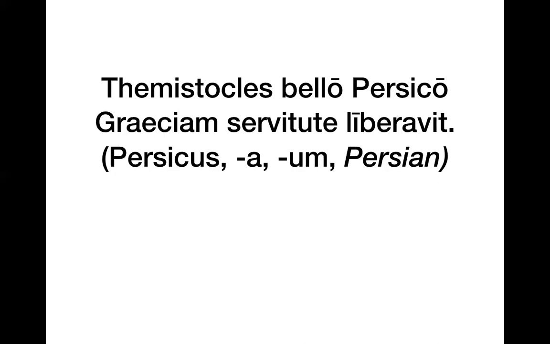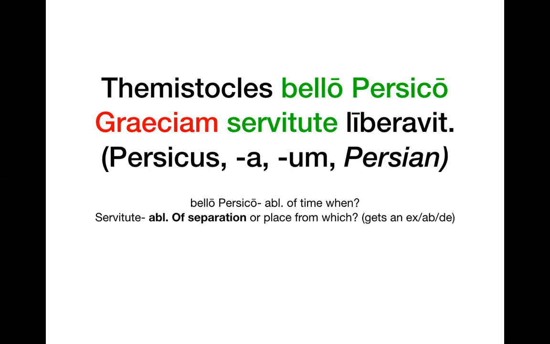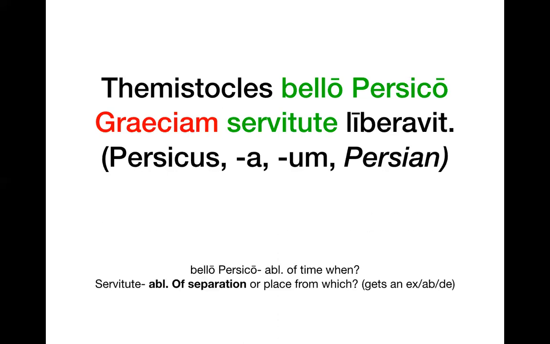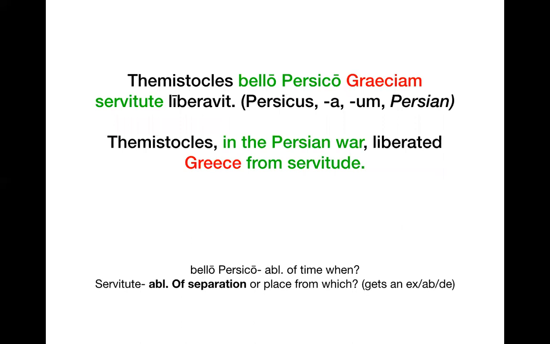I first thought means, Themistocles with the Persian War. Well, we already had the separation with servitude. That's the thing that makes the most sense, that he freed the Greek direct object from servitude. So it can't be a second ablative of separation. It's obviously a different kind of ablative than servitude. Maybe not obviously, but the fact that it's not next to servitude. I think it might be an ablative of time when, like in the Persian War, Themistocles liberated Greece from servitude. The only reason I know that is just context.